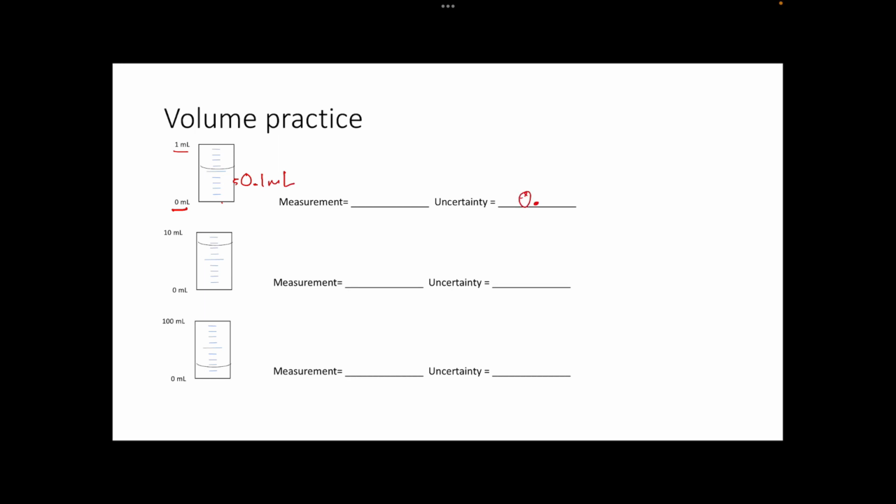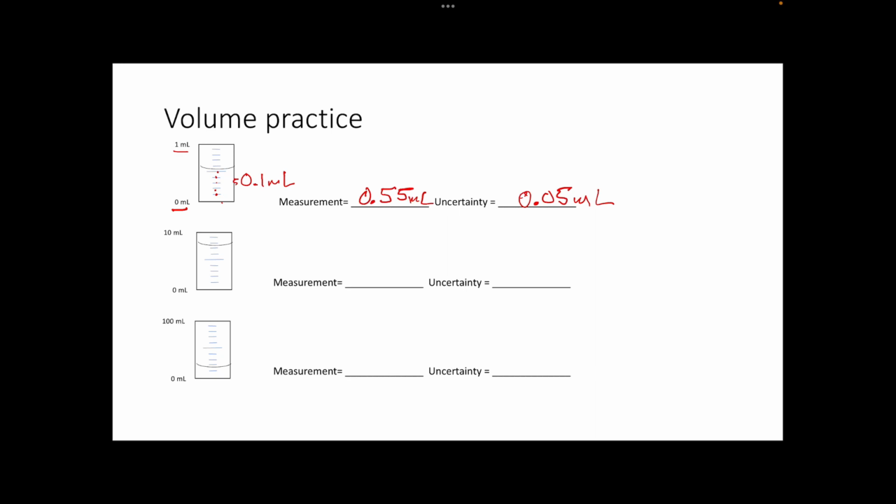So it'll be 0.05 milliliters. All right, now let's look and see. If each one of these is 0.1, and we're starting with 0, it's 0.1, 0.2, 0.3, 0.4, 0.5. So our measurement is 0.5, we know for sure. Now we get to guess one more. And remember, we're measuring from the bottom of the meniscus. I'm going to guess it's right in between. So I'm going to say it's 0.55 milliliters plus or minus our 0.05. And that would be the correct way to read that one.